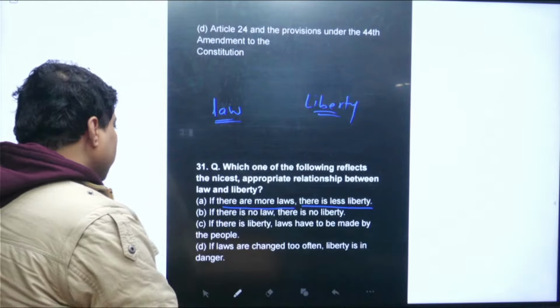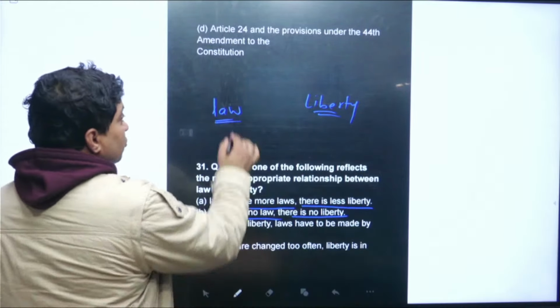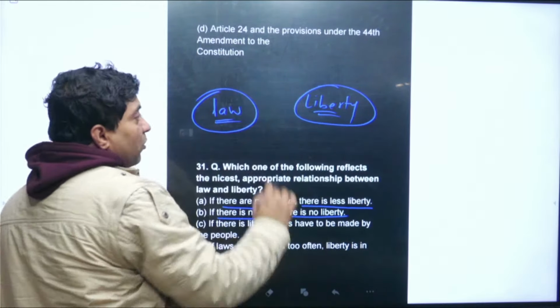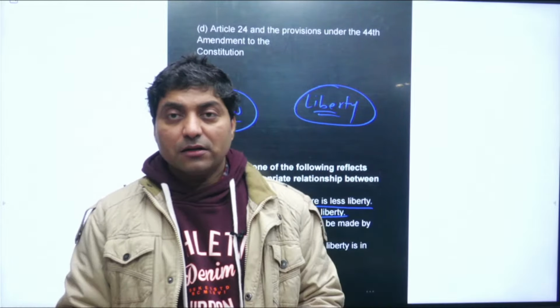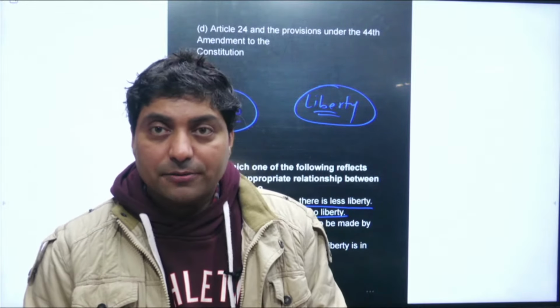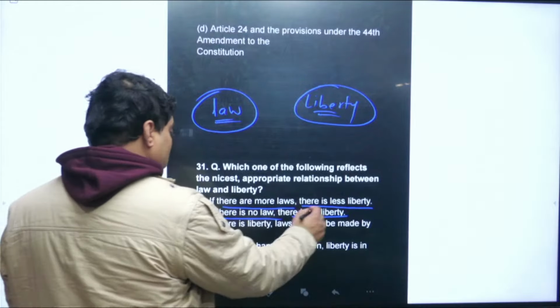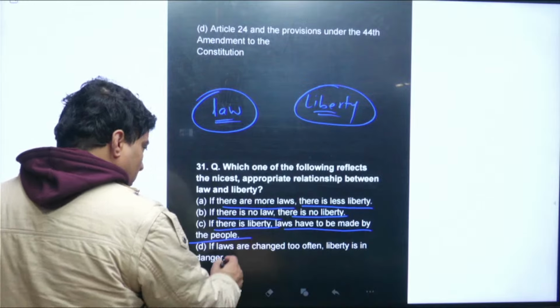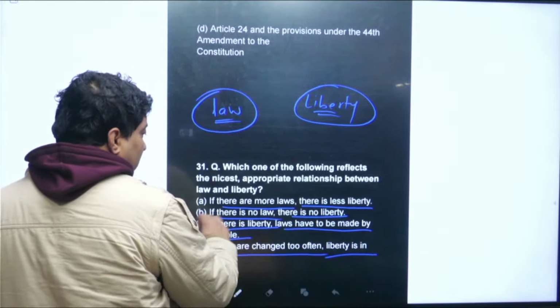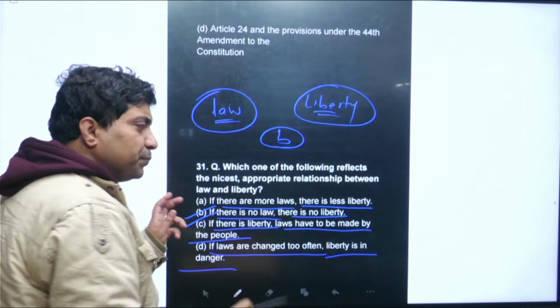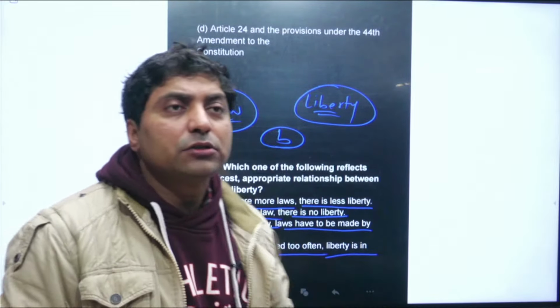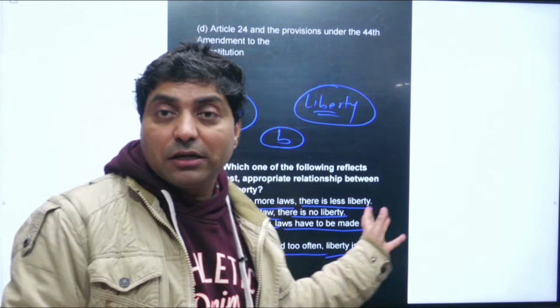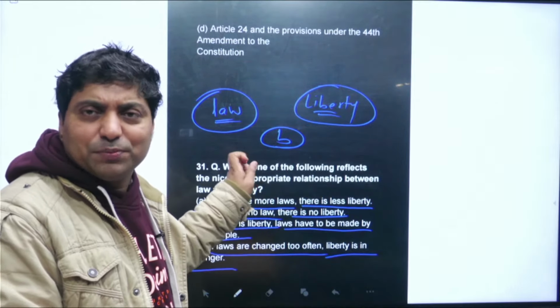Let's first read all. If there is no law, there is no liberty. It's true. We need law so that each individual can enjoy liberty, right. Otherwise what happens? Individuals claim liberty as a license. They want to walk on the main road, or people park their vehicle where they should not park. So if there is no law, there is no liberty. If there is liberty, laws have to be made by the people. But if laws are changed too often, liberty is in danger. Now B would be the correct answer, the more appropriate one. However, all four reflect something, and any of A, B, C or D could be correct, but B is the more appropriate answer.